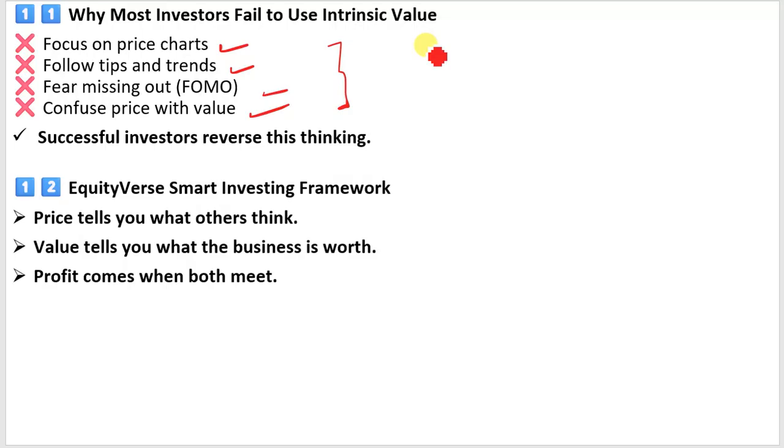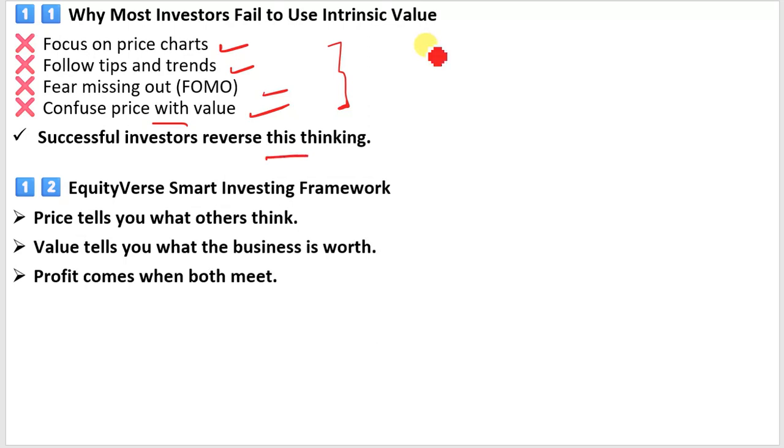Daily trading is gambling. It is also not good for investors to follow tips and trends from WhatsApp, Telegram, and other experts. But experts who are fundamental analysts and financial analysts may give true analysis of the IV of the company. So the confusion between price and value should be removed. Successful investors reverse this thinking.